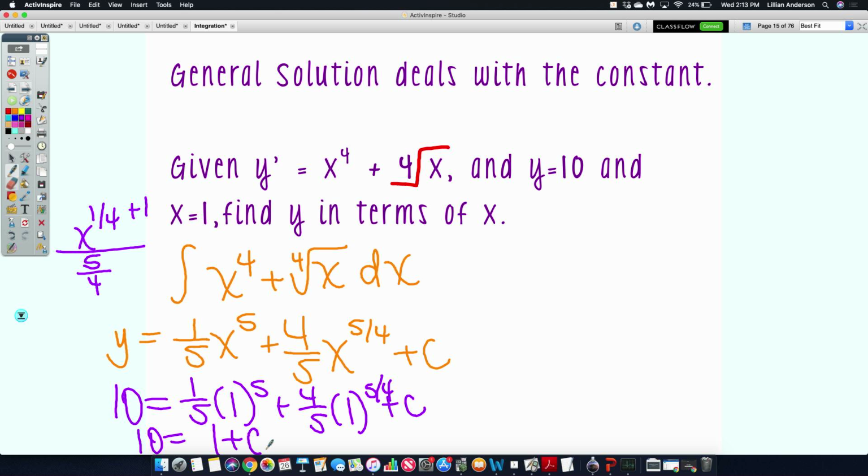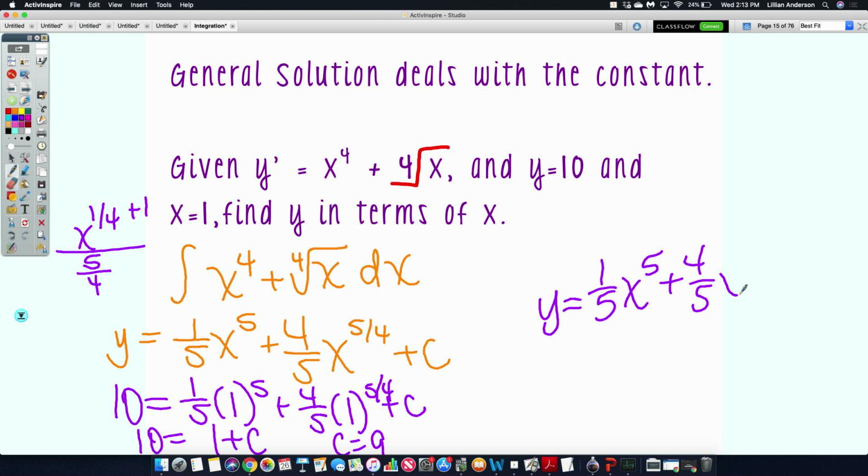So what's the value of c? C is 9. Now you just can't stop here. You actually have to write the equation y in terms of x. But you put it in the... not the derivative, you plug it back into the antiderivative.